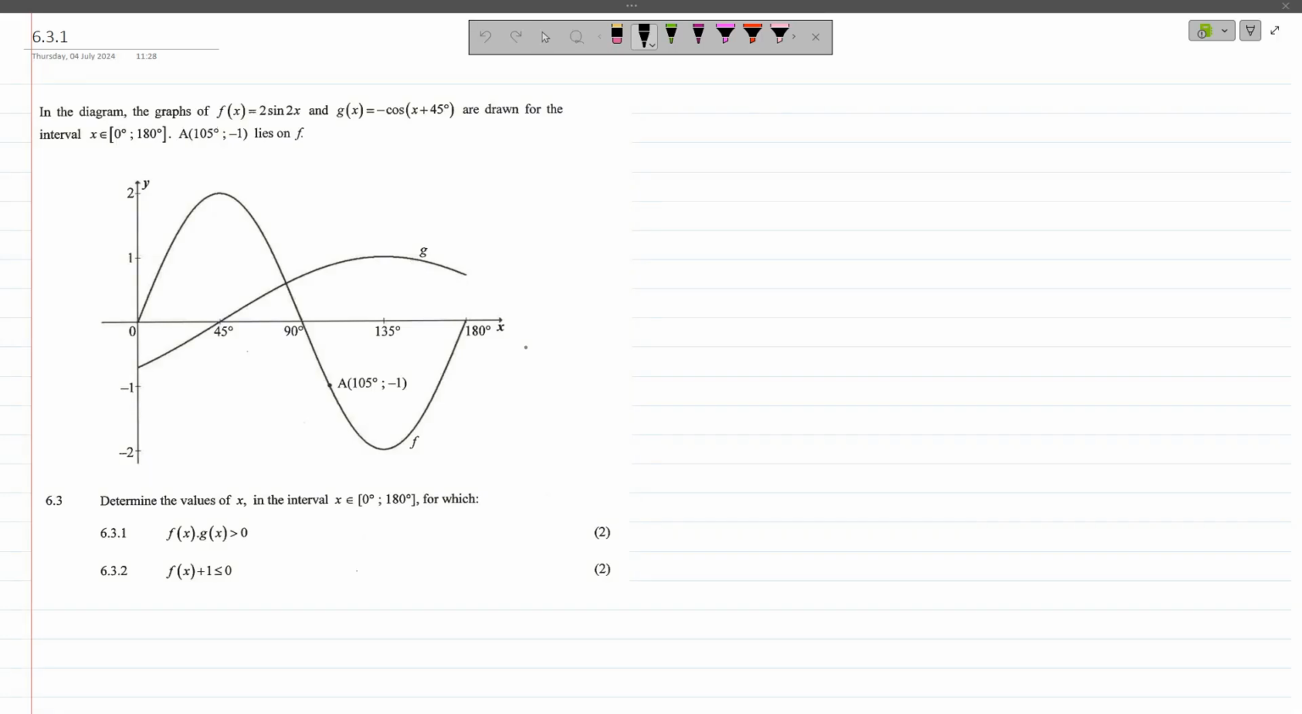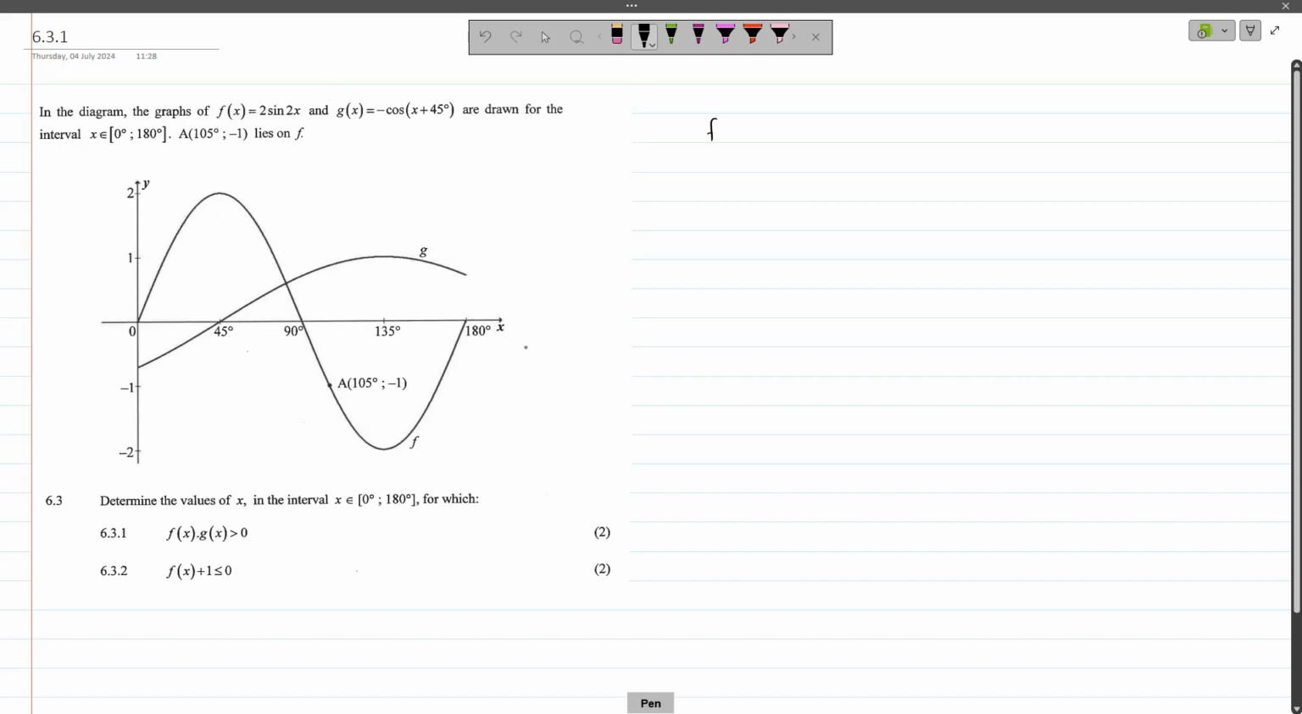6.3.1 says determine the values of x in the interval x is an element of values between 0 and 180 for which f times g is greater than 0. So when we multiply these two functions, we should get a positive number. That can only happen when either both of them are positive.